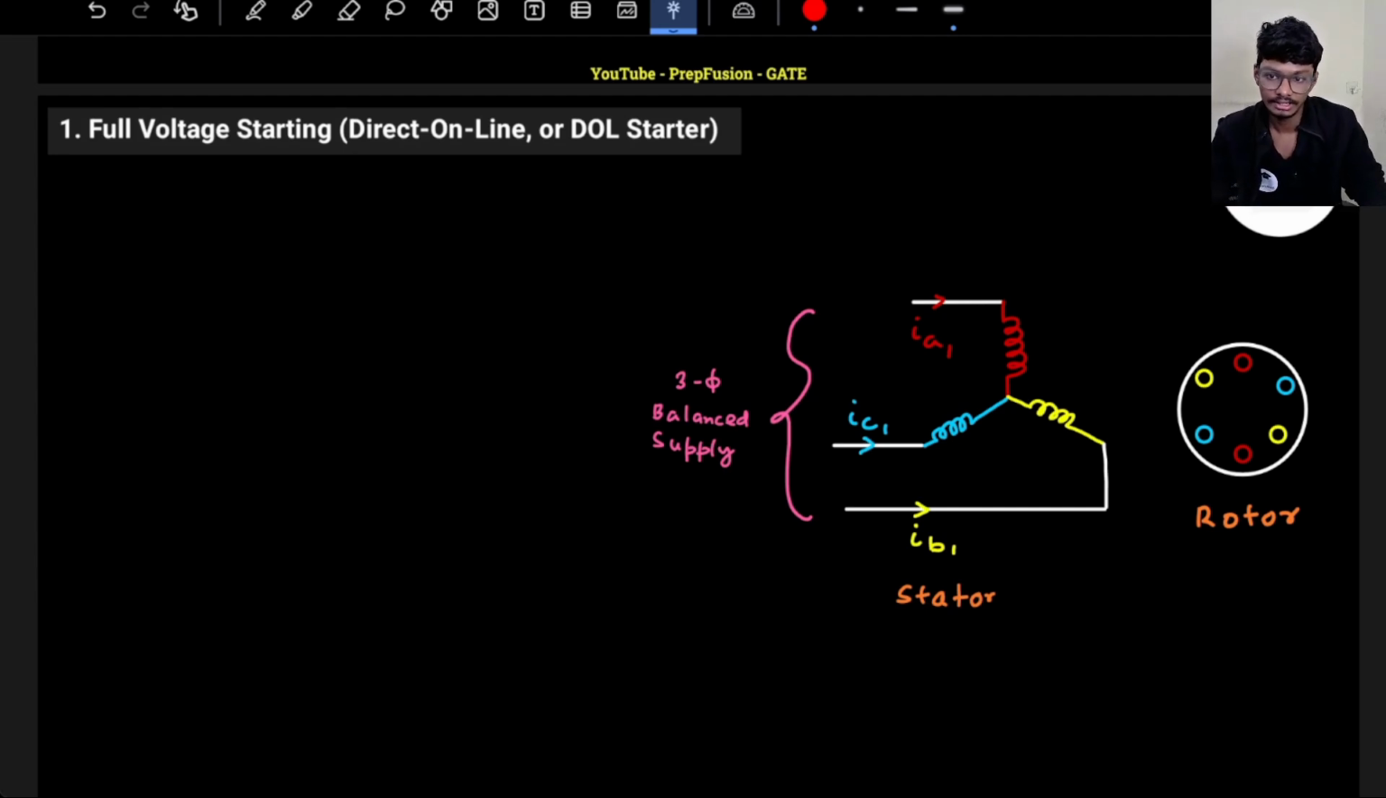So here there are a few things. We know what the torque developed is. Of course, there are friction and windage losses, all those losses are there.